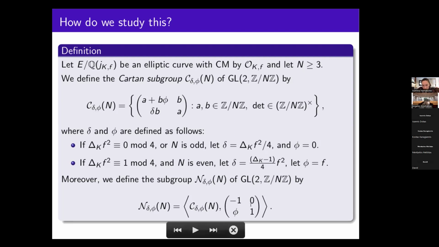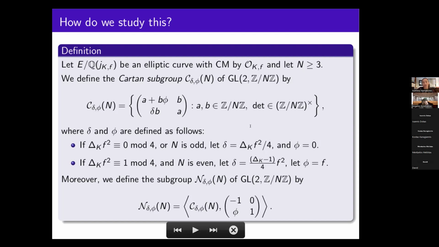So note that this matrix here, the (-1, 0; φ, 1), is a matrix of order 2. So the Cartan subgroup ends up being an index 2 subgroup of the normalizer. And now looking at the Cartan subgroup, you can think of O_K,f as a free rank 2 Z-module. And so in that case, you would have Z plus Z times maybe square root of delta, where delta depends on whether this discriminant is 0 or 1 mod 4, right? We have one of these.